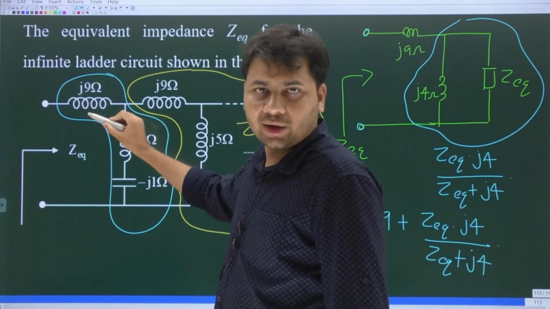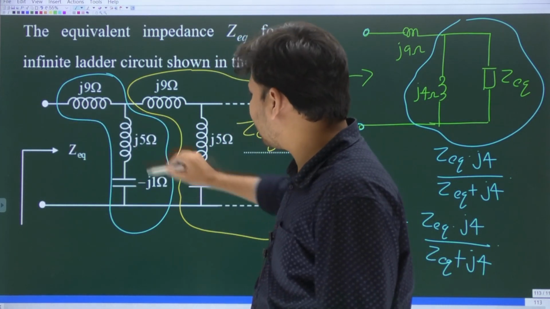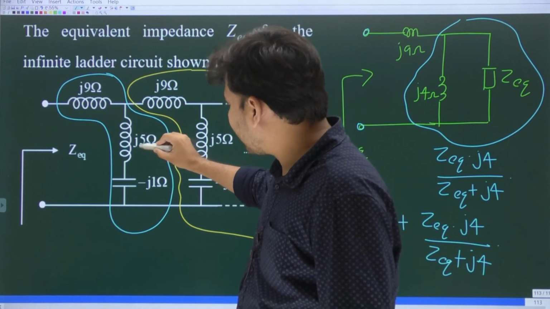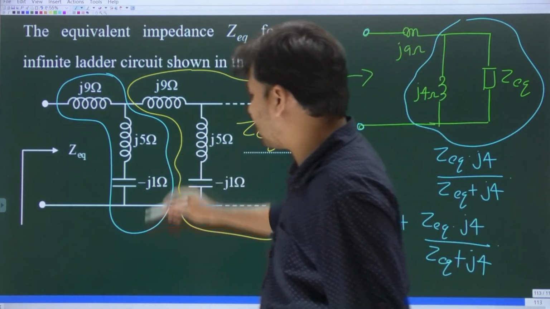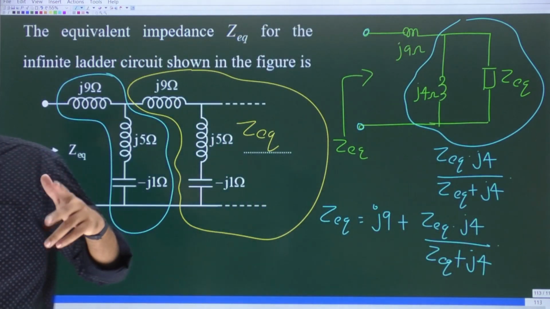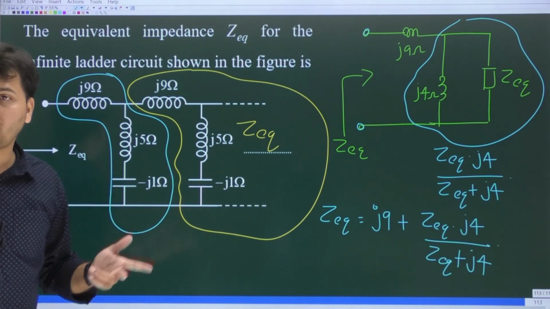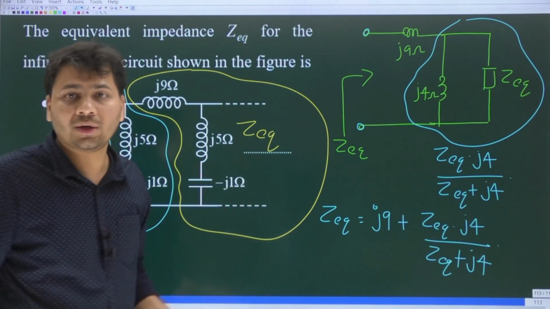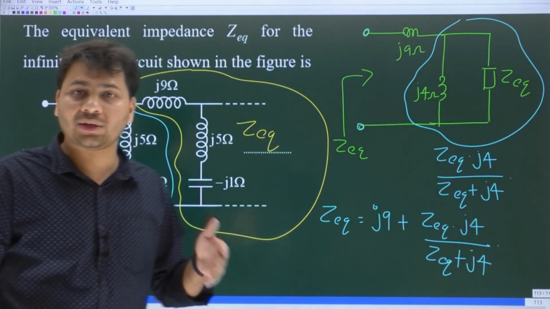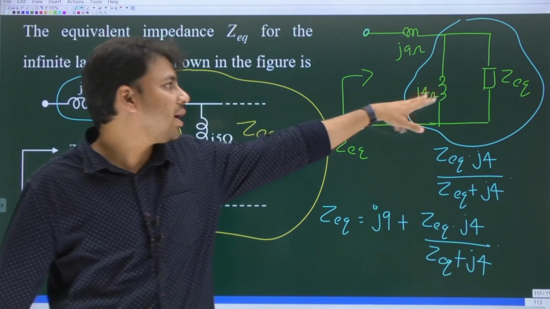this is an inductor, this is an inductor. If you look at this branch, every branch contains an inductor in series with a capacitor. But an inductor in series with a capacitor can be clubbed into an inductor, because the net impedance of this branch will have a positive reactance. J5 minus J is J4. J4 is a positive reactance, which means an inductor. So this can be replaced with an inductor.